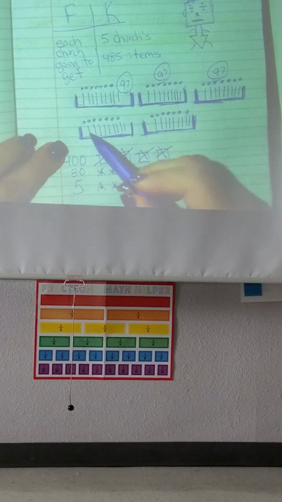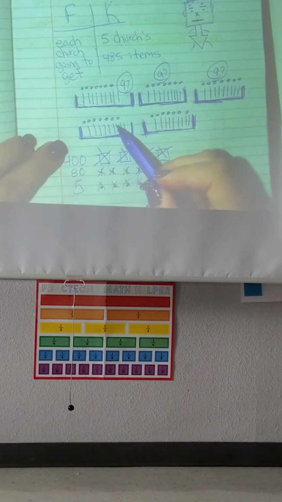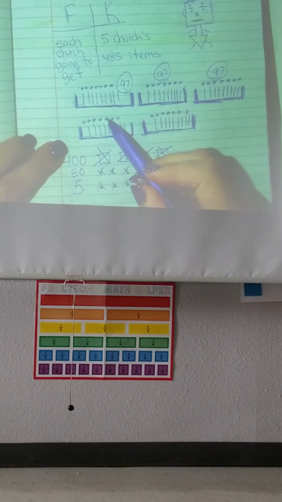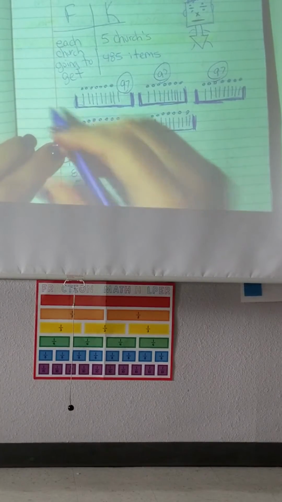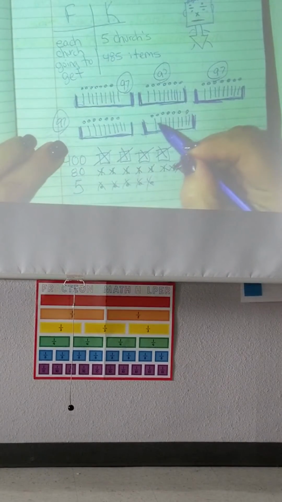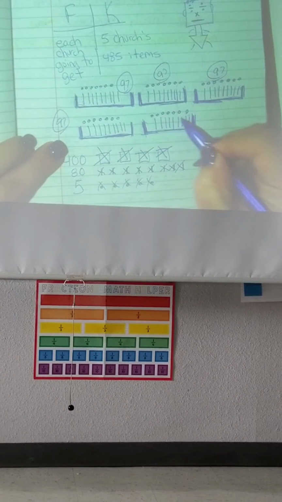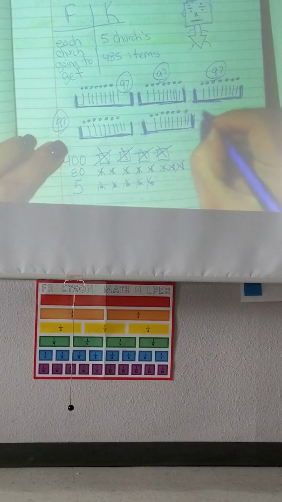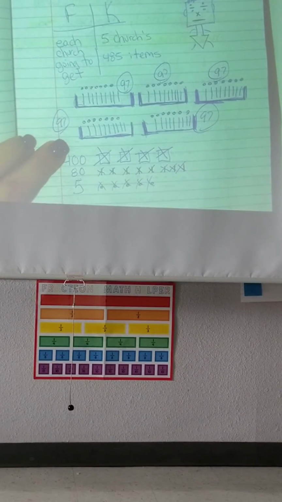Looking good. 10, 20, 30, 40, 50, 60, 70, 80, 90, 91, 92, 93, 94, 95, 96, 97. Perfect. Okay? So remember, when you get your answer, what do you need to do?